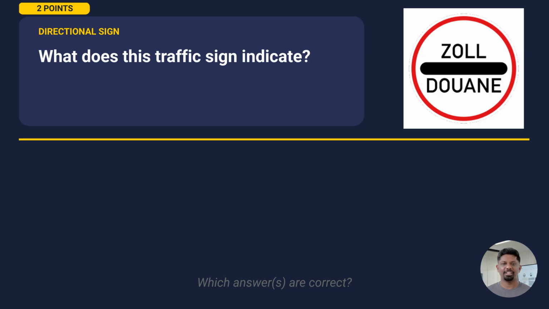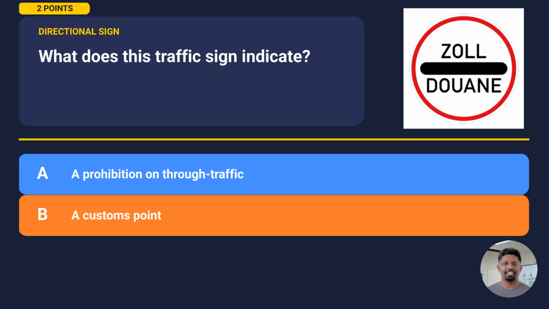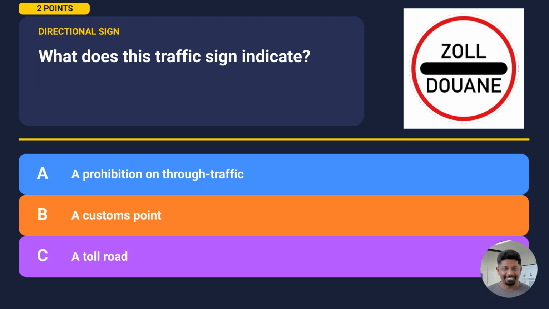On to the next one. What does this traffic sign indicate? Take a moment to look at the options. Option A, a prohibition on through traffic. Option B, a customs point. Option C, a toll road. Go ahead and pause if you need time. When you're ready, let's reveal the answers.